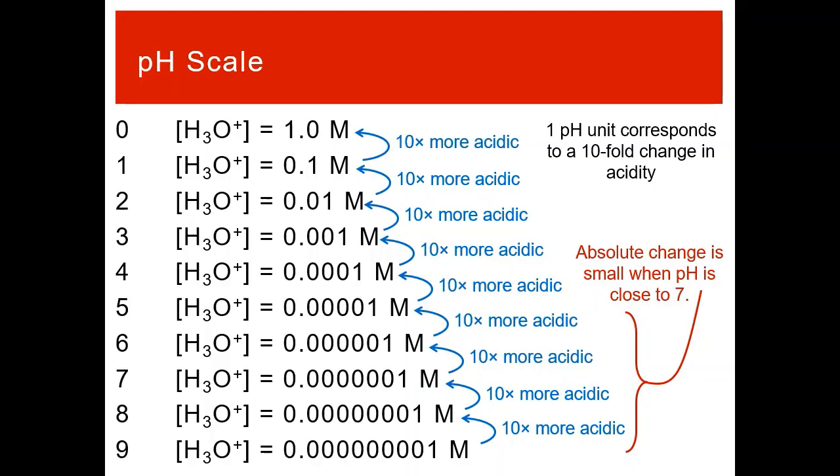Now, once you start to go to, say, pH 1 or pH 0, those are some pretty serious changes, where you have a large concentration that's changing by a factor of 10. That's where you really do start to see really big changes in the absolute acidity.